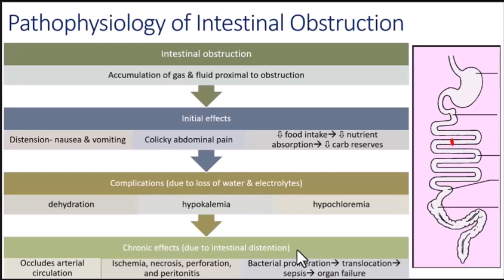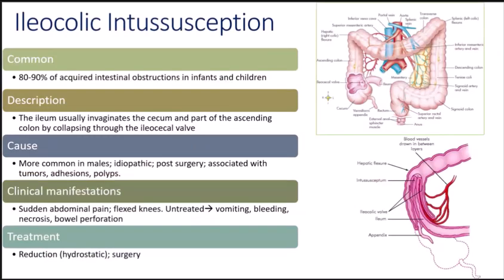Bacteria can also start to proliferate at the site of the obstruction, and if the bacteria proliferate enough, they can migrate or translocate across the intestinal wall where they can get into the blood and infect the blood, causing sepsis, so blood infection. And then this infected blood can travel to other organs of the body, causing organ failure. So you can see why it's important if somebody does have an obstruction to treat the cause quickly.